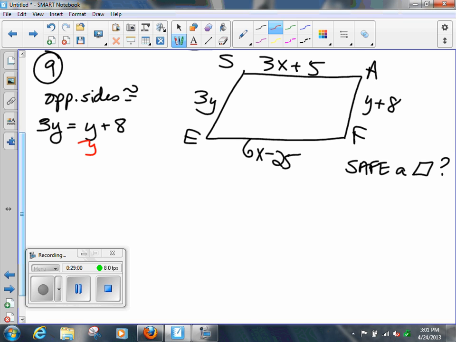What's this value? Subtract y. We get 2y is equal to 8, folks. Divide by 2. What's y? In order for this figure, S-A-F-E, to be a parallelogram, I need y to be equal to what?